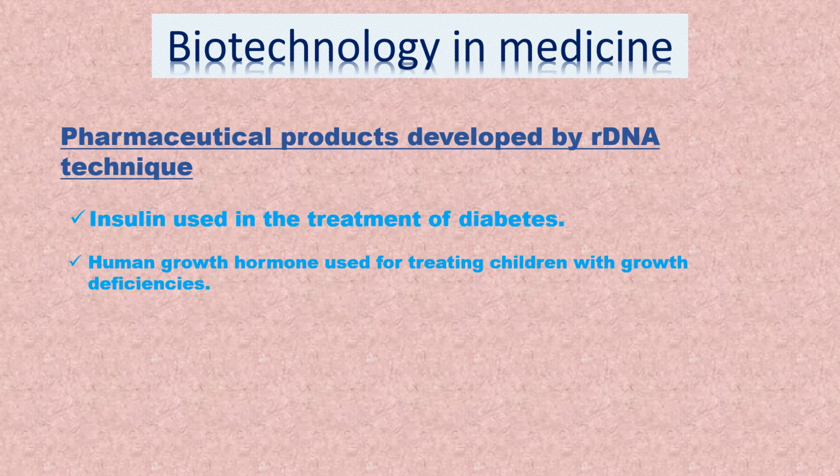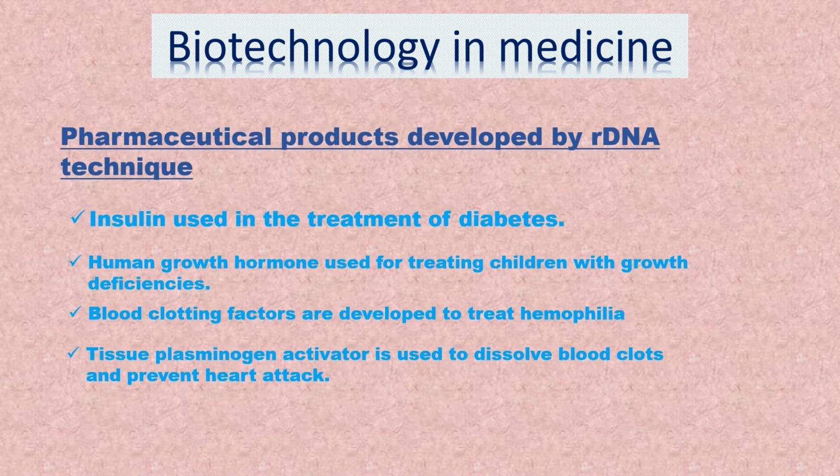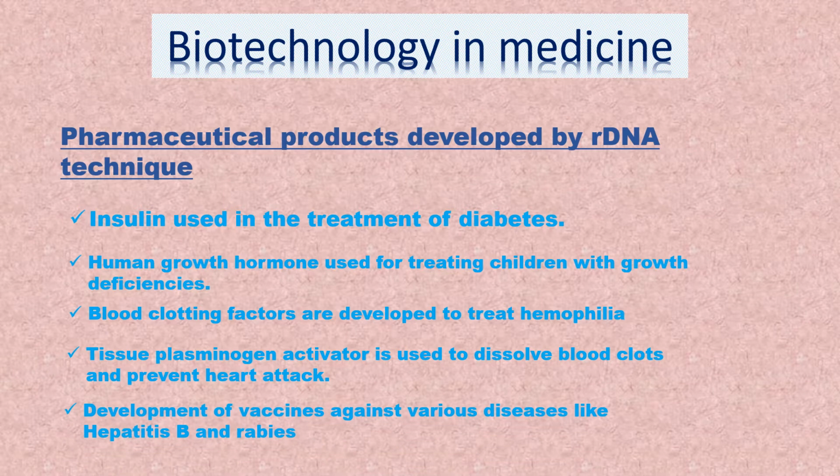Human growth hormone is used for treating children with growth deficiencies. Blood clotting factors are developed to treat hemophilia. Tissue plasminogen activator is used to dissolve blood clots and prevent heart attack. The last one, development of vaccines against various diseases like hepatitis B and rabies.